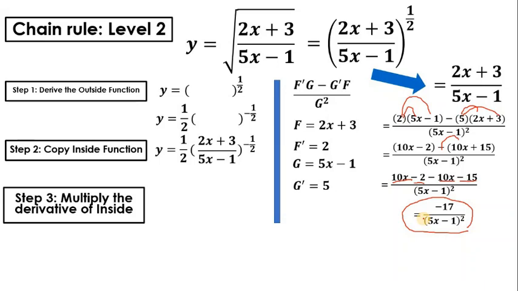Are we done? No, we are not done yet, because what we solved in this part is the inside function, or the derivative of the inside function.